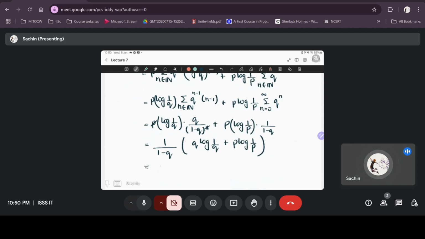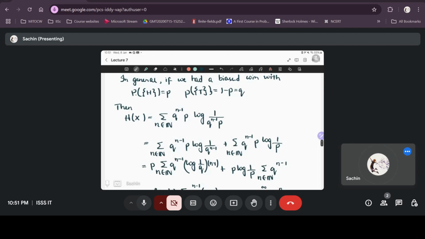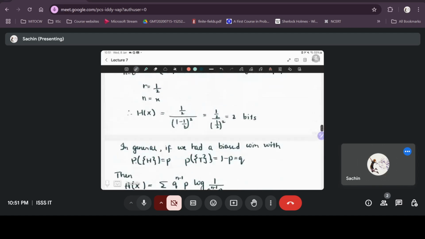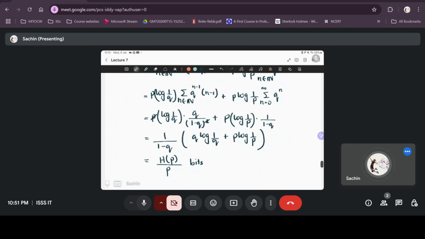So 1 minus q is nothing but p. So you have a p in the denominator, and q log of 1 over q plus p log of 1 over p is nothing but the binary entropy function h of p. So if you have a biased coin which has a probability of turning up heads equal to p, then the entropy of that source is h of p over p, where h of p is the binary entropy function.